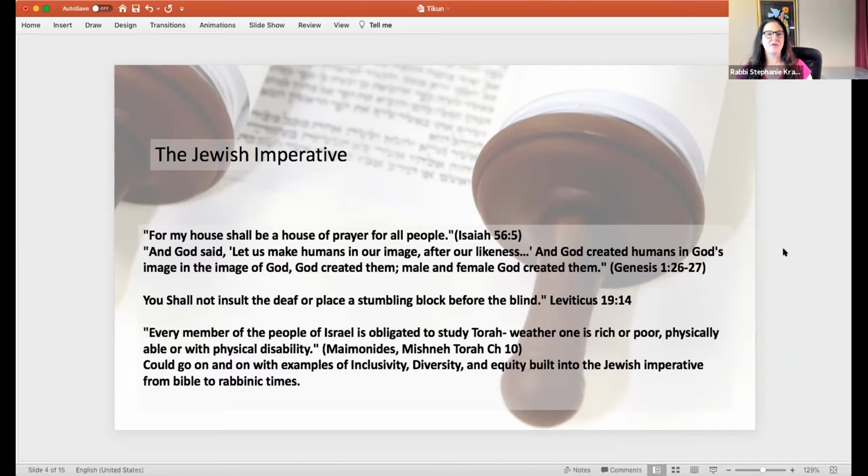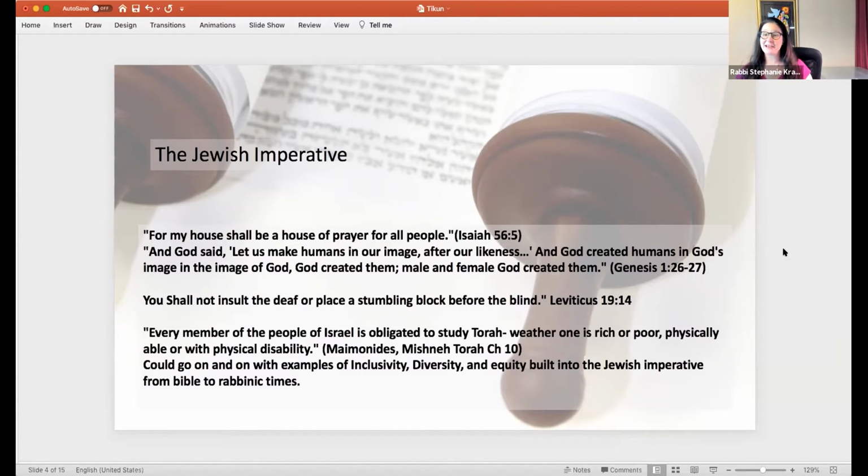Then again, we have from Bereshit, the beginning of Genesis. "And God said, let us make humans in our image, after our likeness. And God created humans in God's image. In the image of God, God created them. Male and female, God created them." And if this is not a lesson of inclusivity, I don't know what is.